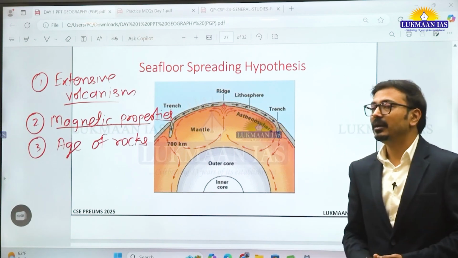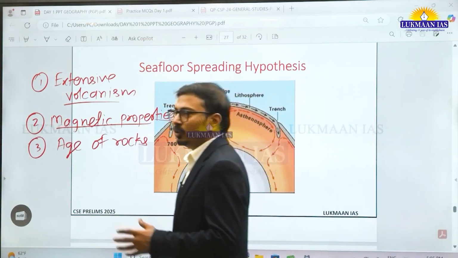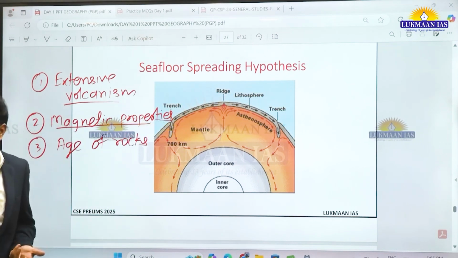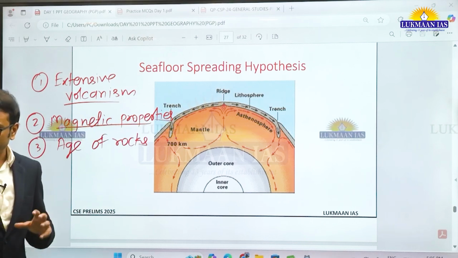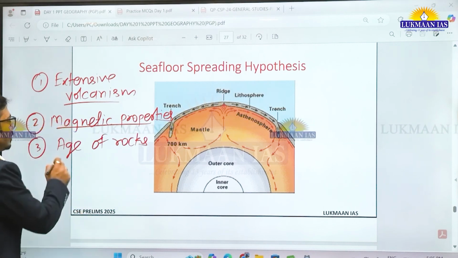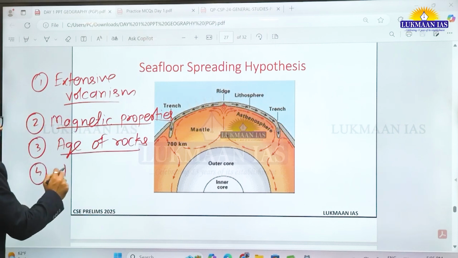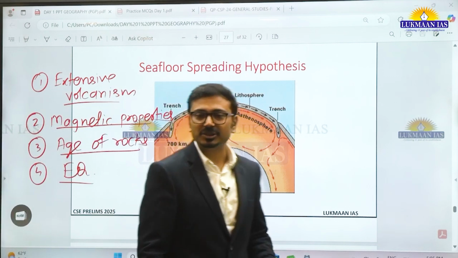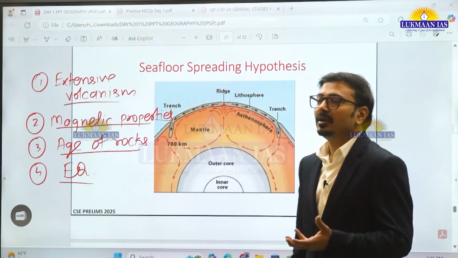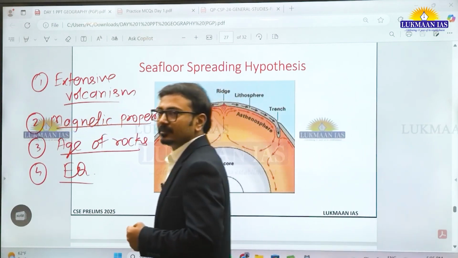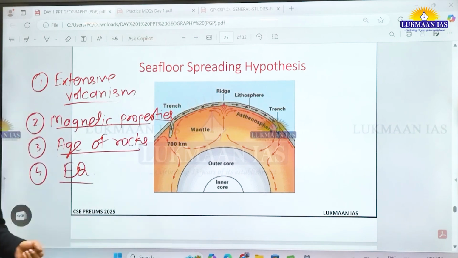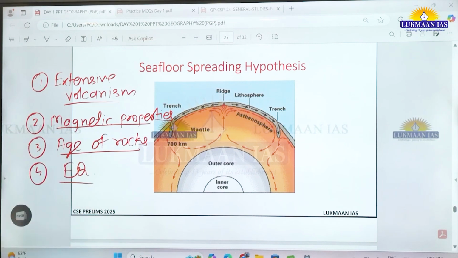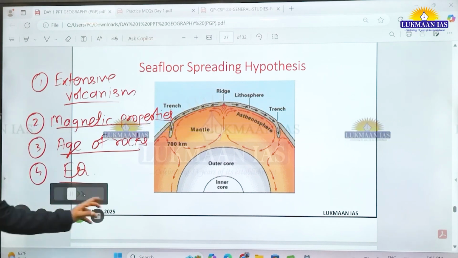Also it has been found that nowhere on the ocean floor are the oceanic rocks older than 200 million years. That means somewhere they are being consumed also. So somewhere destruction is happening, and that destruction was happening in the trench region. Fourth, earthquakes: it has been found that deep focus earthquakes were happening in the trench region and shallow focus earthquakes in the mid-oceanic ridge region. So these findings and the convection current theory led to the proposal of the sea floor spreading hypothesis by Professor Harry Hess.